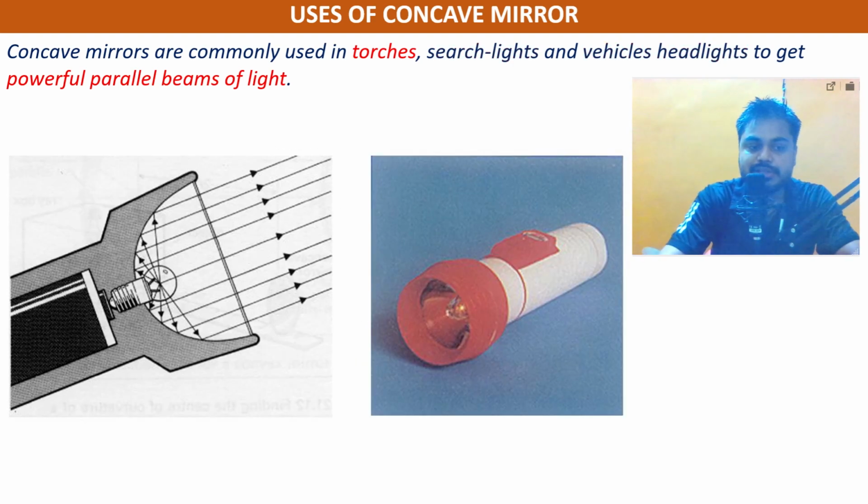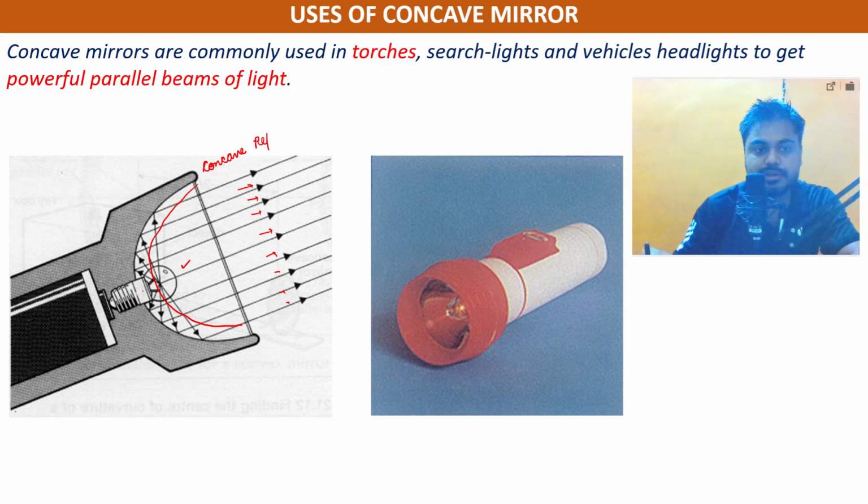Here also we can see that this object, which is the light emitting bulb, is placed at the focus, and then all the rays emerge parallel from the torch. So if you see this torch, the torch has this surface as the concave surface. It's a concave reflecting surface.